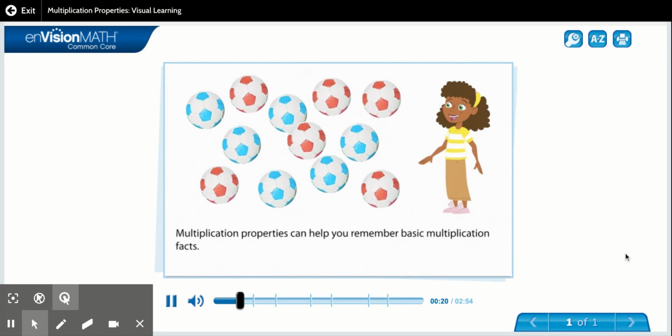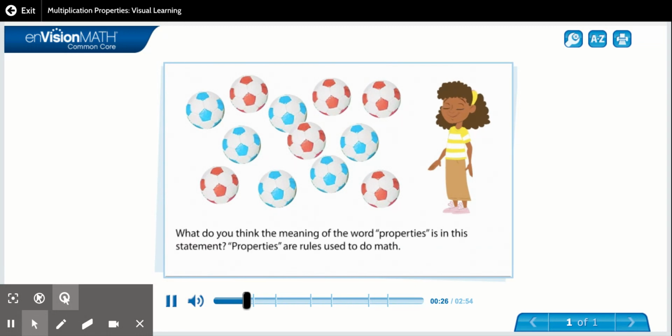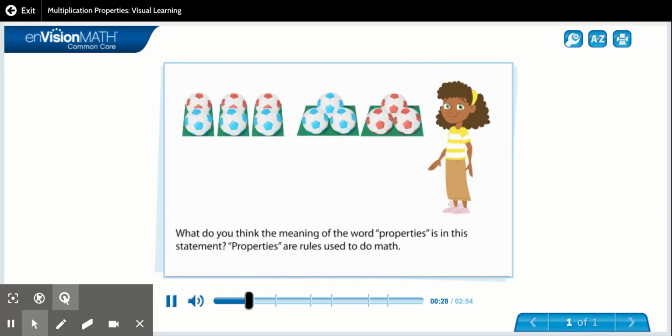Multiplication properties can help you remember basic multiplication facts. What do you think the meaning of the word properties is in this statement? Properties are rules used to do math.